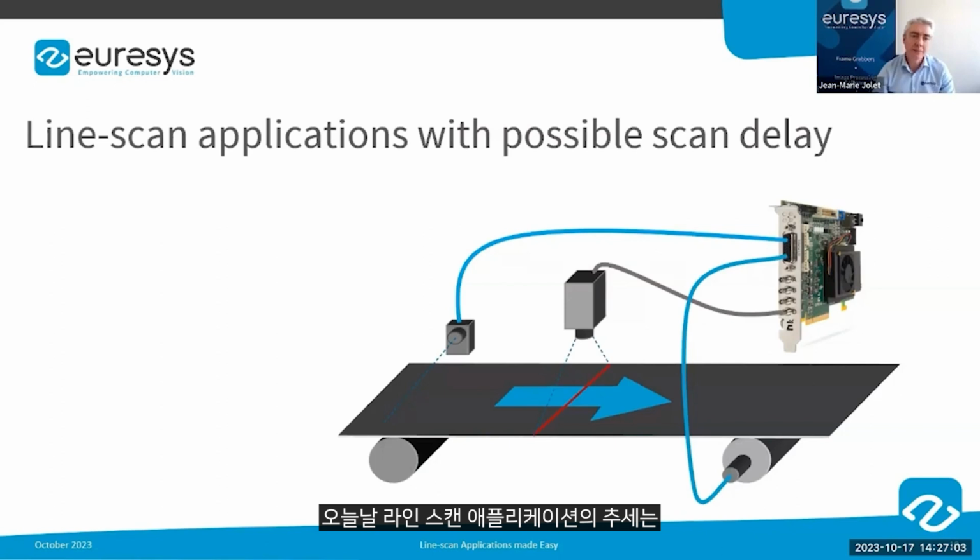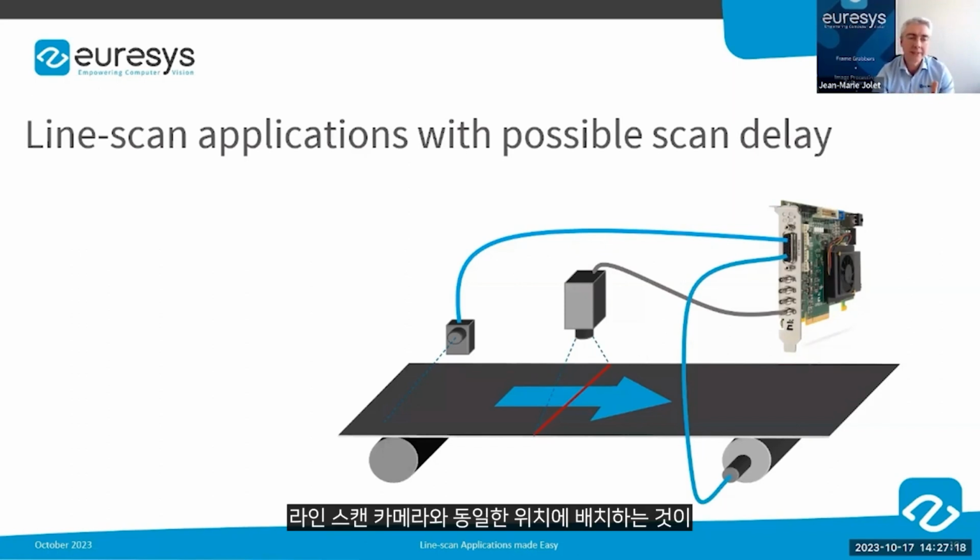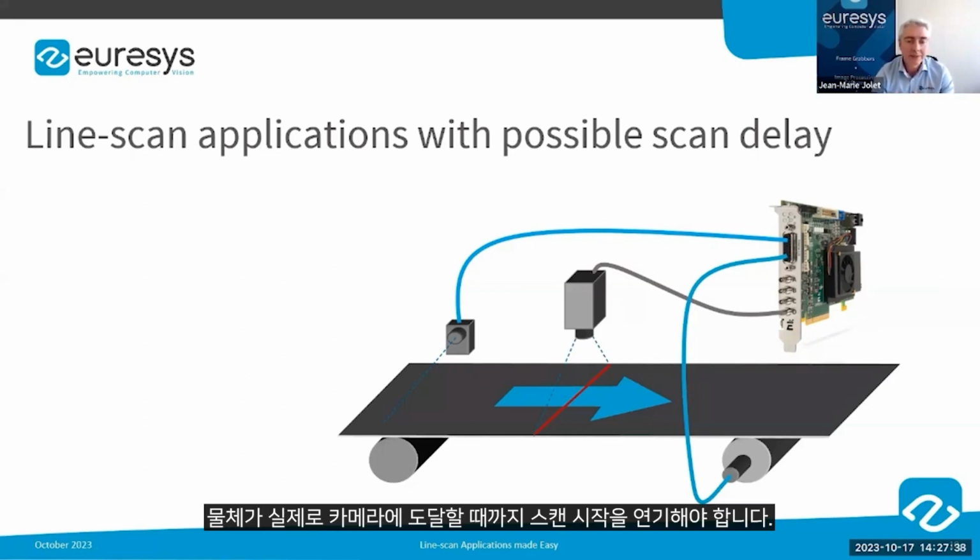The trend in line scan applications nowadays is to design systems that are as compact as possible. Due to the reduced available space, it is not always possible to place sensors such as presence or proximity detectors at the same location as the line scan camera. When inspecting discrete objects of finite size, presence detectors are usually used to start a new scan. If a presence detector is located upstream compared to the camera, it is then mandatory to postpone the start of the scan until the object actually reaches the camera.